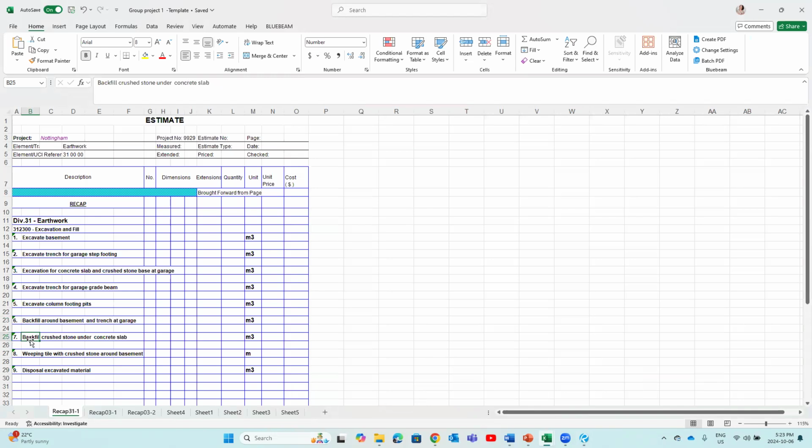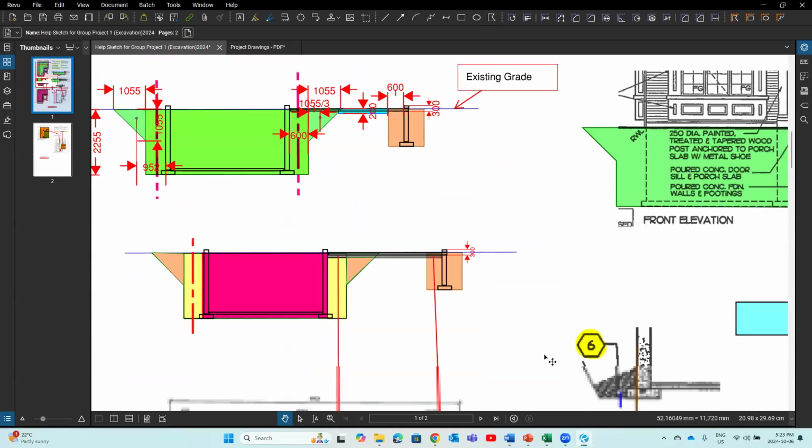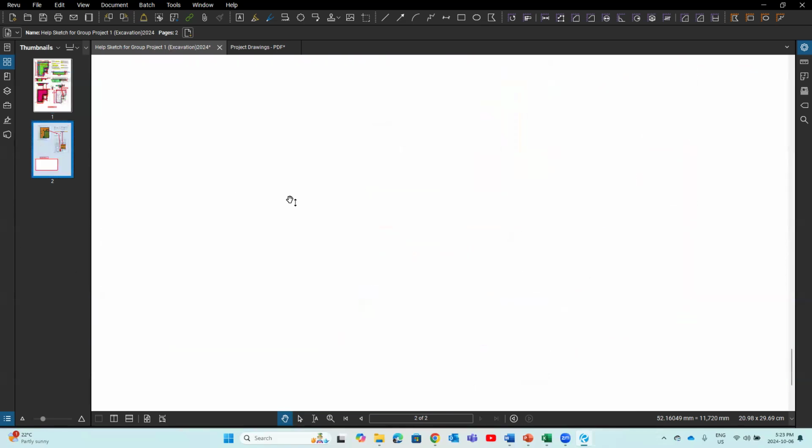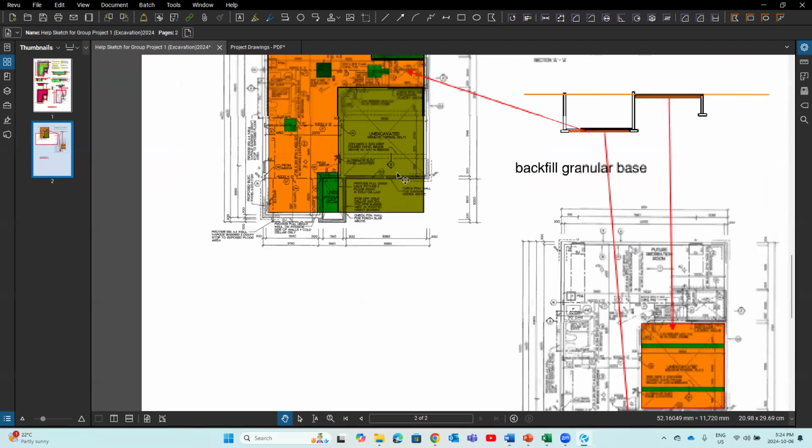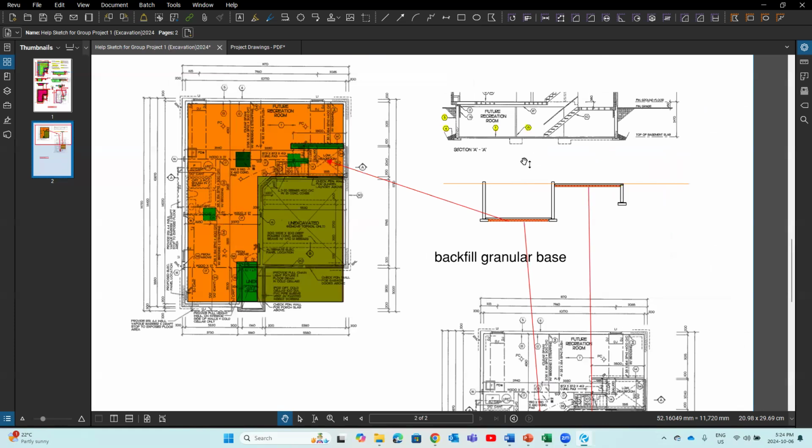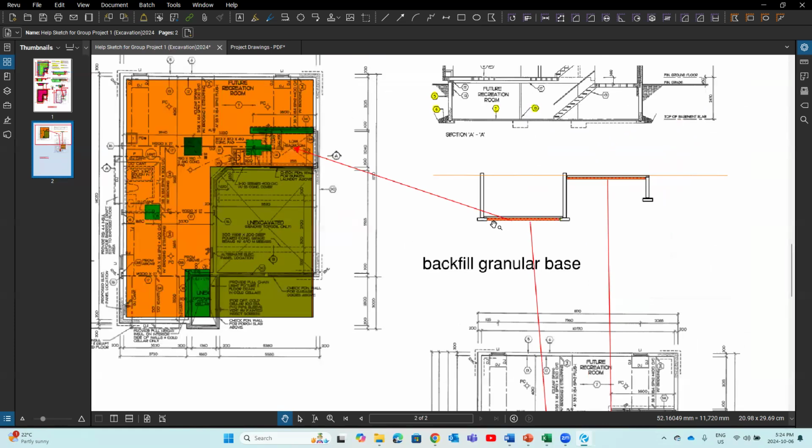Now 7, backfill crushed stone under the concrete slab. If I draw a sketch and highlight this, underneath of the basement slab, I have crushed stone or gravel here. It's from inside of footing to inside of footing, right? For the garage, inside of garage, it is from the foundation wall to the foundation wall. That's what you need to pay attention to. So if I highlight this, that's what I see on the section drawing. If I want to show this on the foundation plan, that's this. You say inside of footing to inside of footing, right?